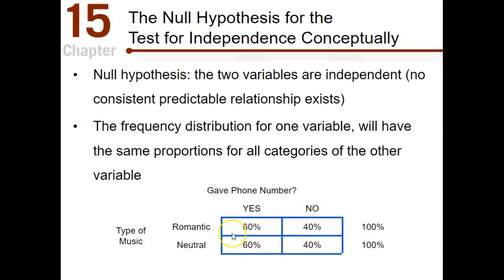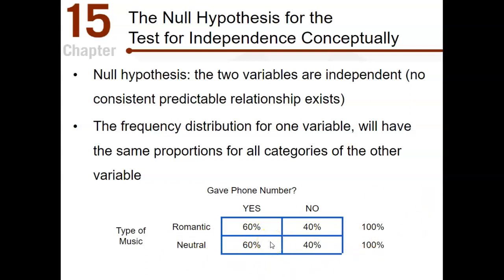For instance, if within the romantic music sample, 60% of the women were willing to give their phone number, and we saw that out of the neutral sample of women, also 60% were willing to give their number, then you can conclude that the type of music doesn't actually make any difference. If the type of music made a difference, then we should see a difference within these two samples.